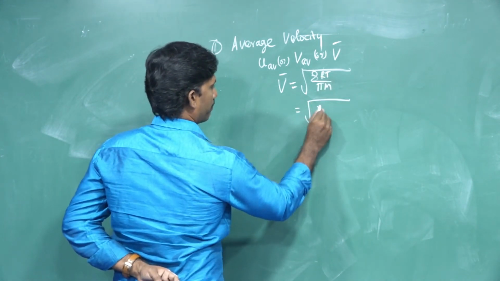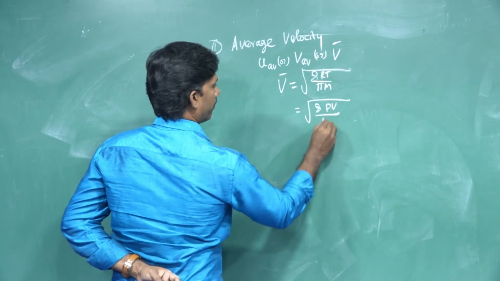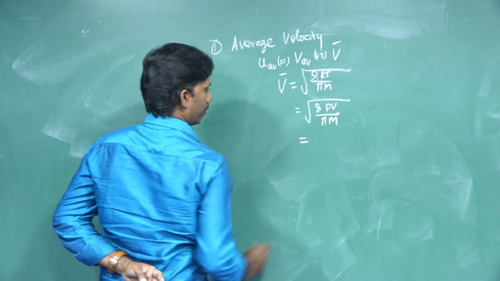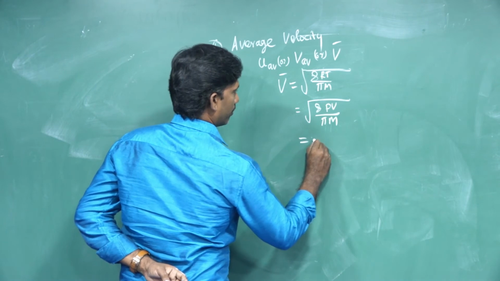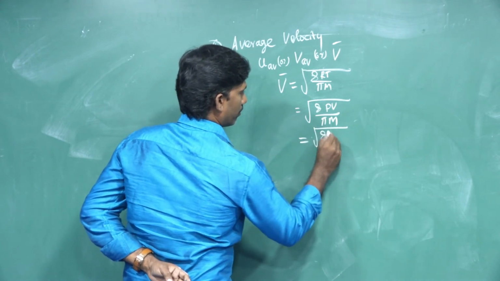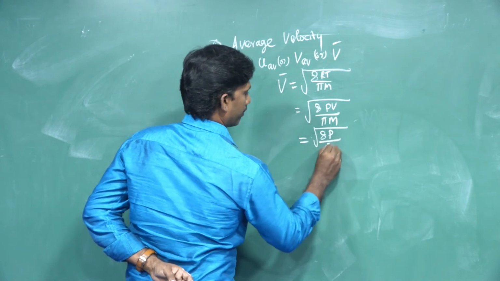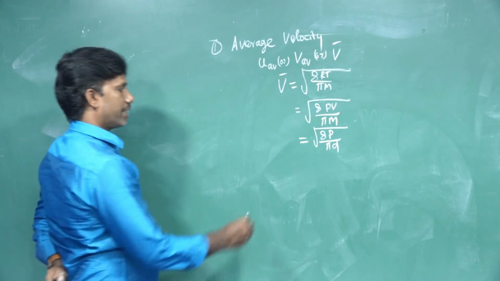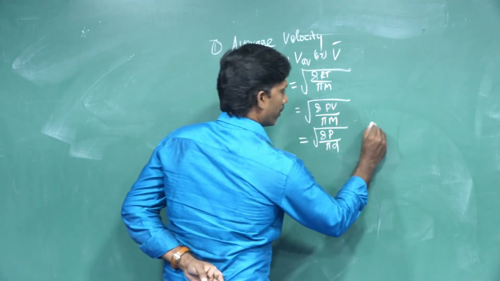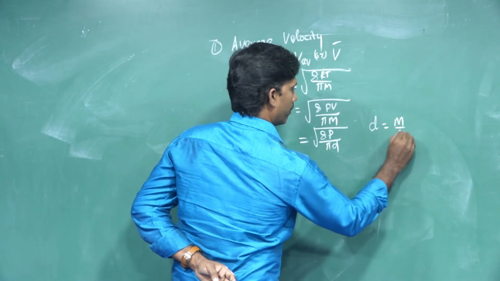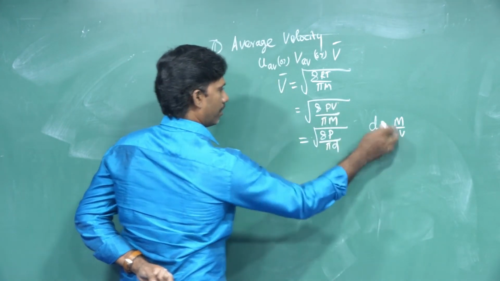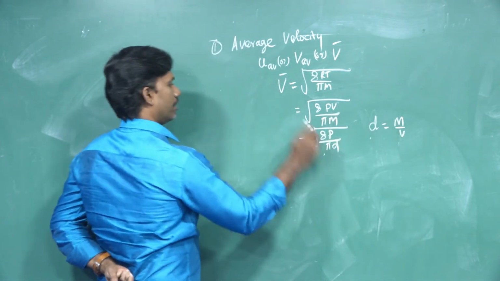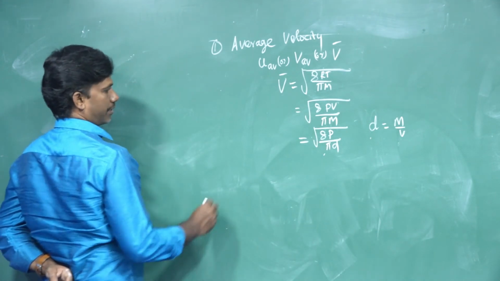Here, RT equals PV, so you substitute PV. Why am I substituting d here? You know very well that density equals mass by volume, so if you put density here, M by V becomes density. This is the average velocity.